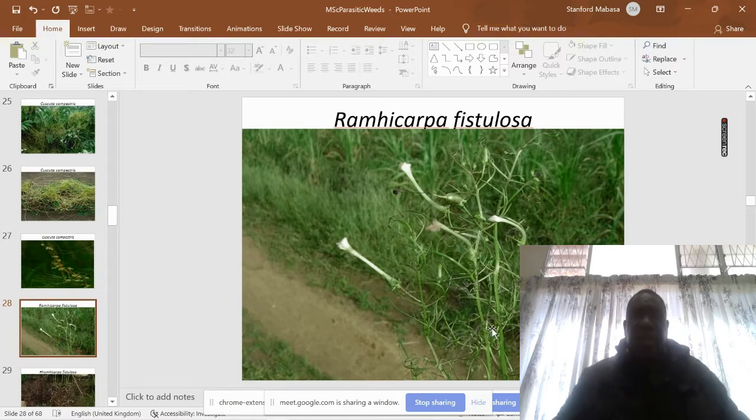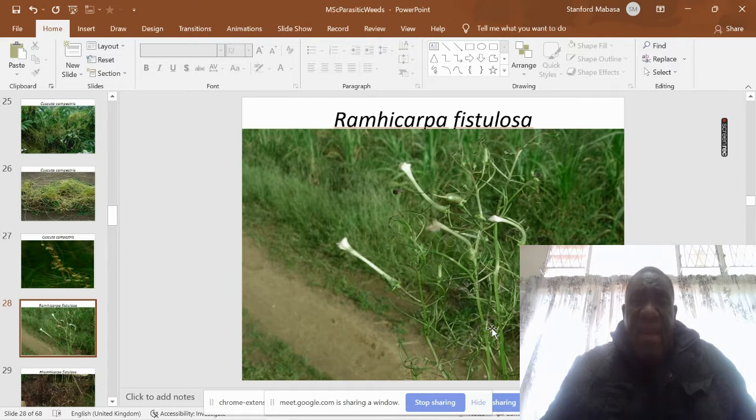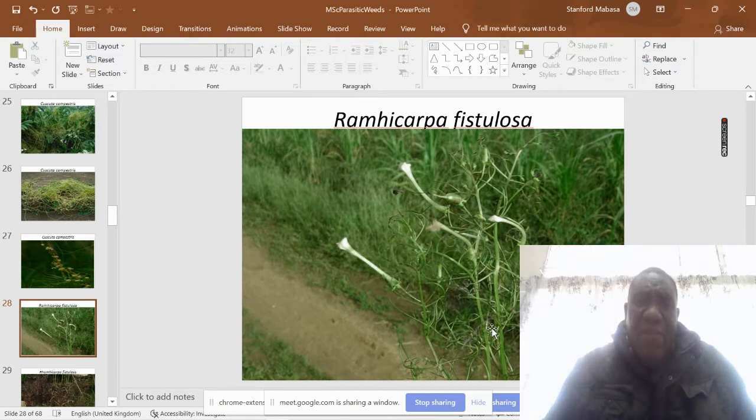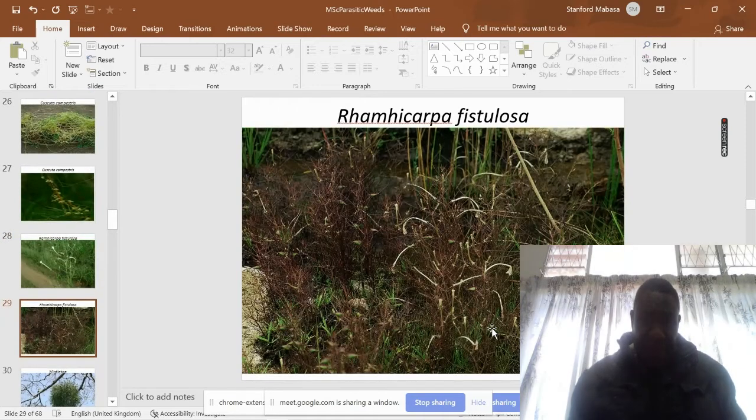This one is Rhamphicarpa fistulosa. It parasitizes rice. In Zimbabwe, we find it growing in the vlei areas where rice is grown. Again, this is Rhamphicarpa fistulosa. Probably it's now shedding seeds.